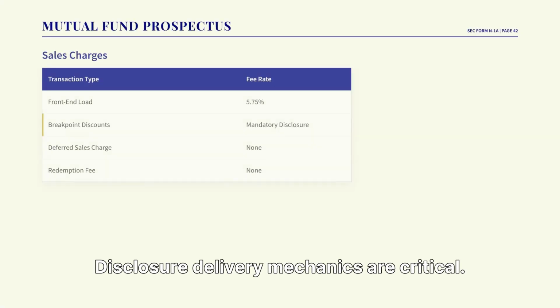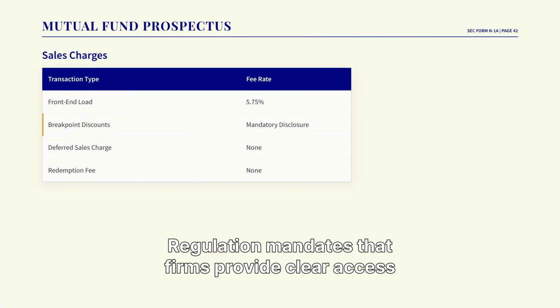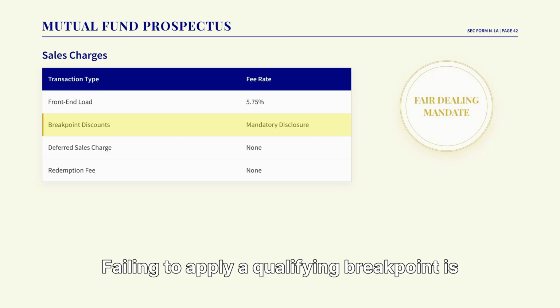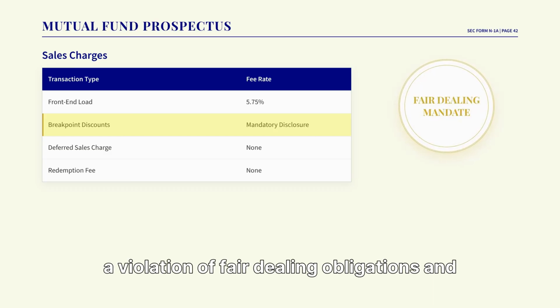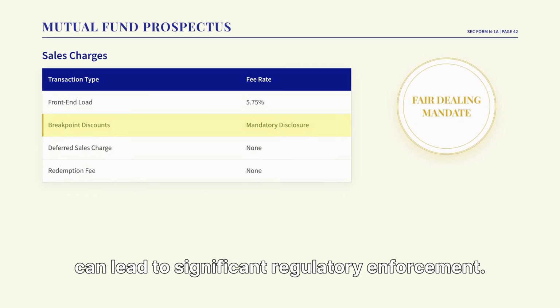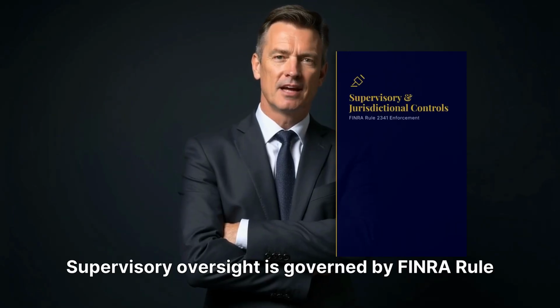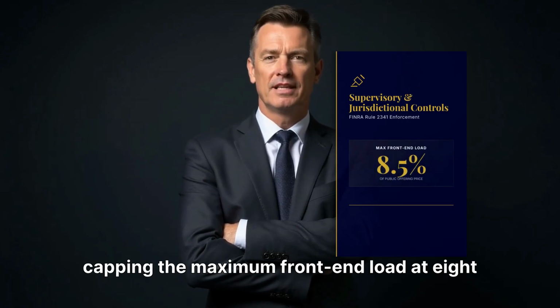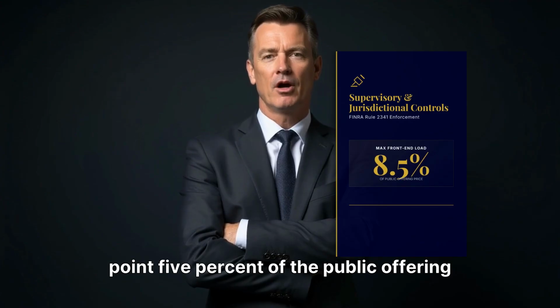Disclosure delivery mechanics are critical. Regulation mandates that firms provide clear access to these rules. Failing to apply a qualifying breakpoint is a violation of fair dealing obligations and can lead to significant regulatory enforcement. Supervisory oversight is governed by FINRA Rule 2341. This rule establishes a strict jurisdictional ceiling, capping the maximum front-end load at 8.5% of the public offering price to prevent excessive distribution costs.